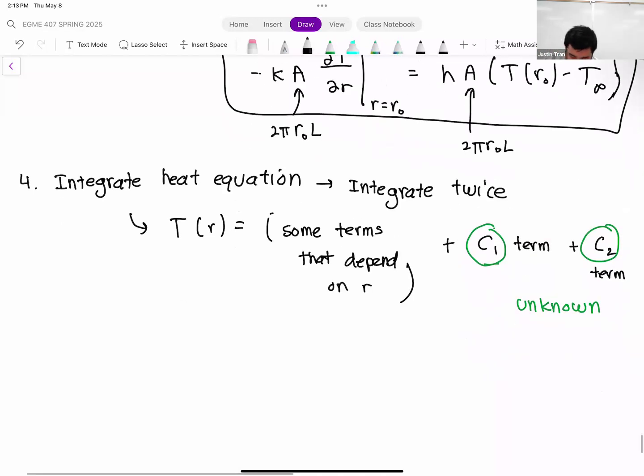Okay. Because the last step that you need to do for these problems, after you've integrated twice and after you get your C1, C2 terms, step 5 here is to mathematically apply your boundary conditions, and that will give you the equations you need to solve for C1 and C2.